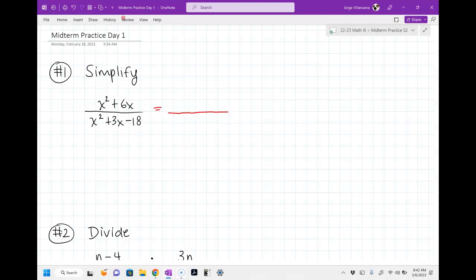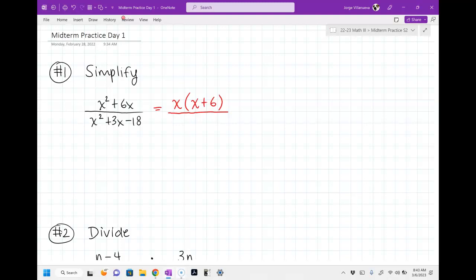What can I factor from the top? x squared plus 6x. What do they have in common? Just an x, right? So I'll take out an x, and the remaining will be an x plus 6, right? Because if you take an x out of x squared, an x is left over. If you take an x out of 6x, just the 6 is left over.